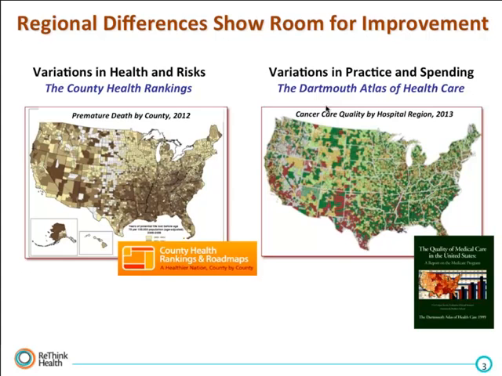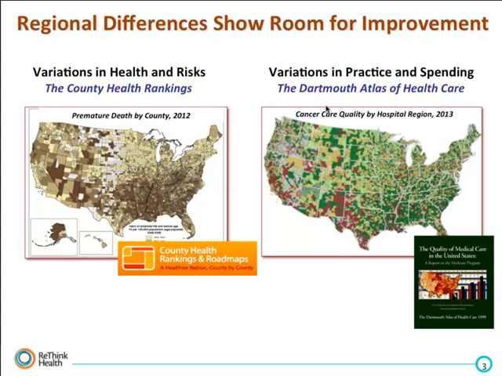And on the right-hand side, similarly, there's a map of cancer care quality by hospital region. Hospital regions are around major hospitals, and again, you see some areas where the quality of cancer care is very good, right next to other hospital regions where the care is not nearly as good.